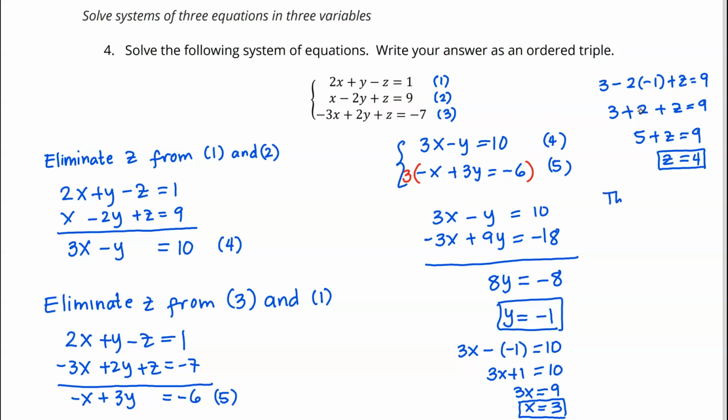Therefore, the solution, which is an ordered triple, is, write down x first, 3, and then y, negative 1, and the z is 4.